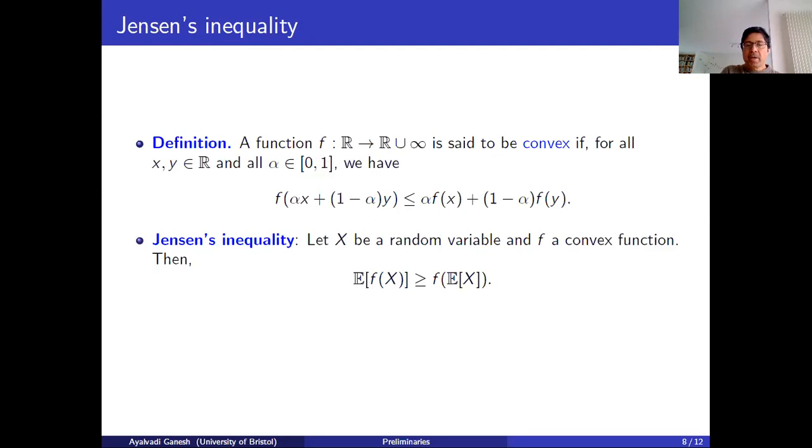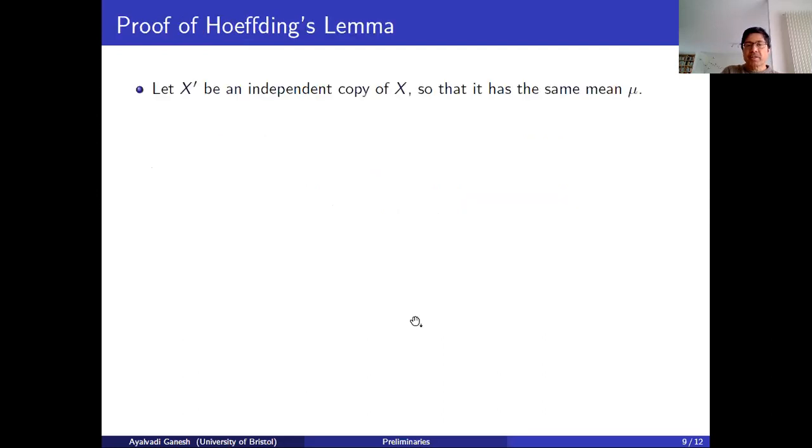Good. So now we'll be using this in our proof of Hoeffding's inequality, or the weaker version of Hoeffding's lemma. So I mentioned that we'll be using a technique called symmetrization, and this is how it works. We have a random variable x, and we are going to let x prime be an independent copy of x, meaning that these two random variables are independent and they both have the same distribution, that of x. And so they also have the same mean mu.